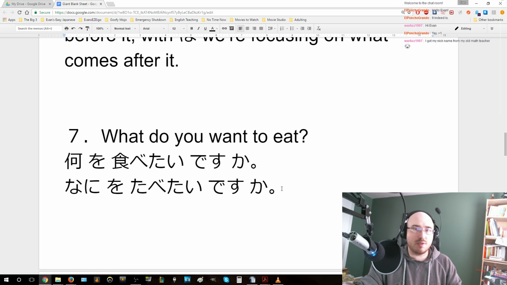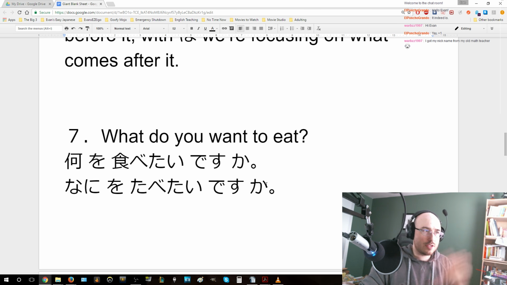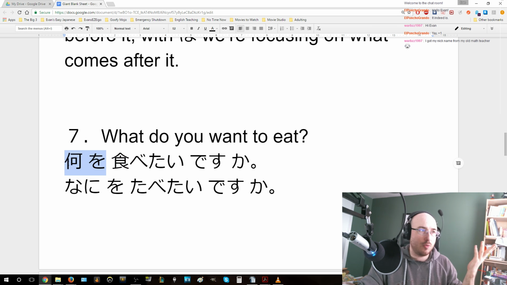Nothing in this sentence is wrong. Nothing's wrong with this. Nani means the what. The action is tabetai. So we have to have an o particle for the thing that we're going to eat. Tabemasu, tabetai.